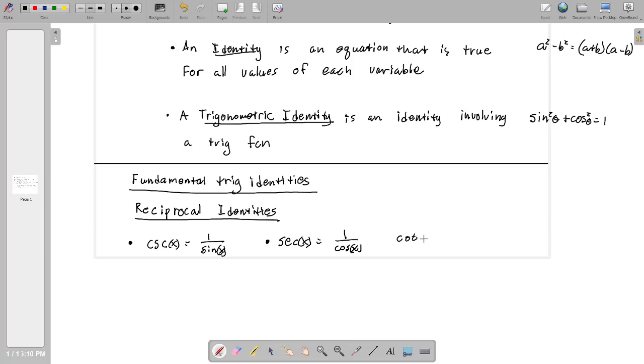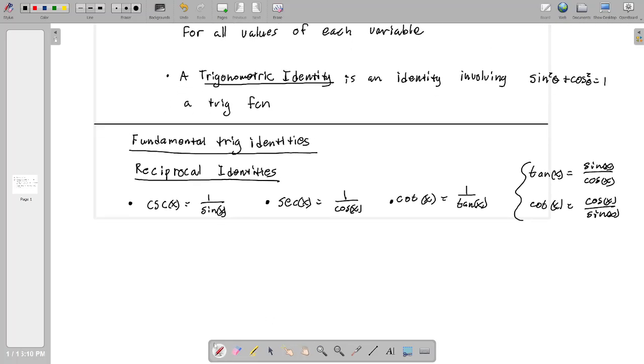Cotangent is equal to 1 divided by tangent of x. And we often put in tangent and cotangent. Tangent of x is equal to sine over cosine. And cotangent is equal to cosine divided by sine. Now, these are not technically reciprocal identities, but we often lump them together with the reciprocal identities.